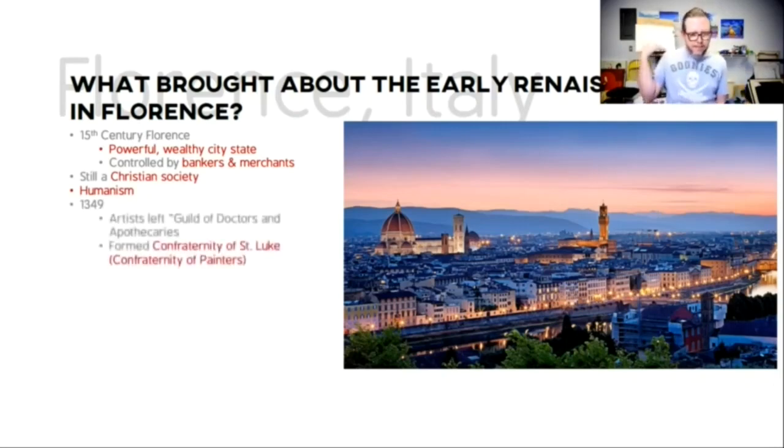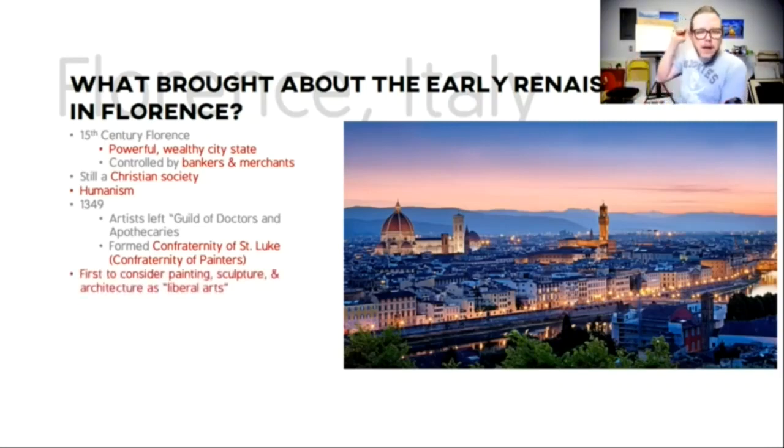In 1349, the artists at this time, this started here in Florence, left the Guild of Doctors and Apothecaries and formed the Confraternity of St. Luke, the Confraternity of Painters. Right? This is happening in the late Middle Ages. And Florence was the first to consider painting, sculpture, and architecture as liberal arts, and eventually it would be something you would go to university to learn.